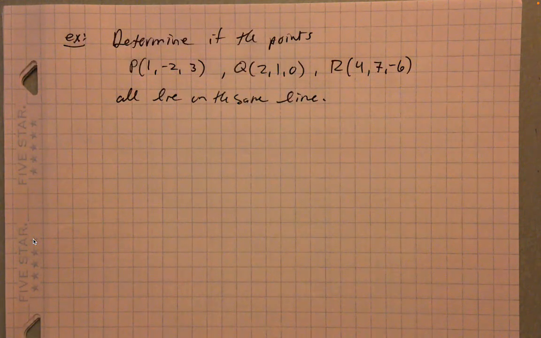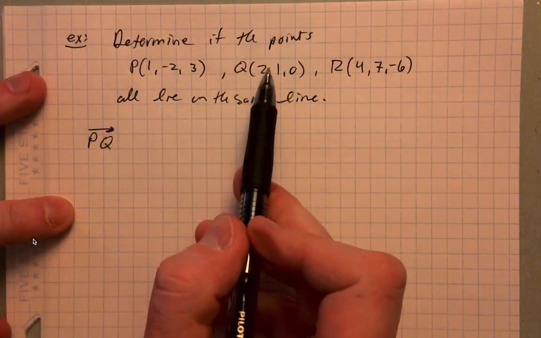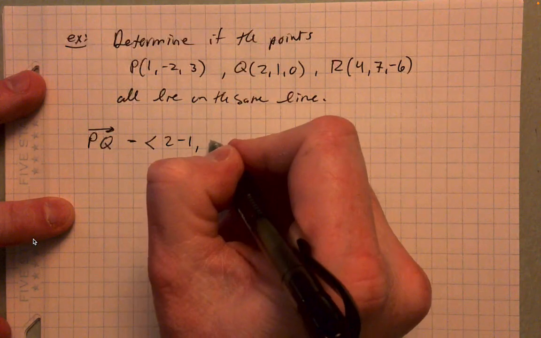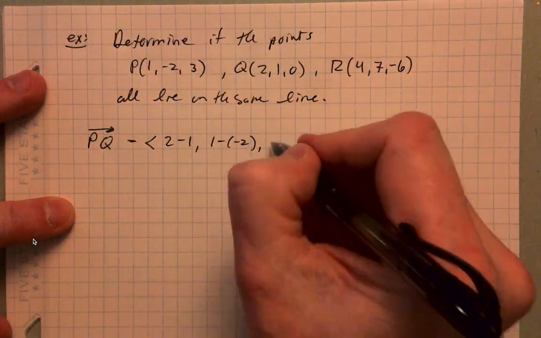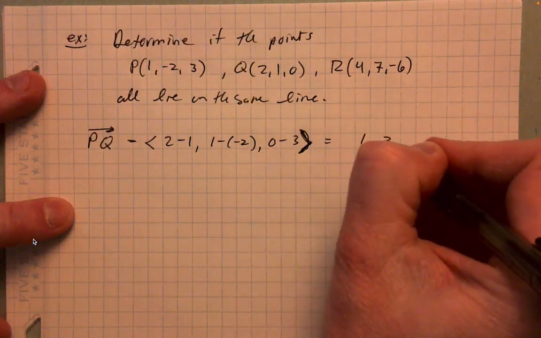How do we do that? Well, there's a handful of ways to solve this problem. I think the way that we'll solve it is we're going to translate these points into two lines. First, the line PQ, the line that starts at P and ends at Q. Let's write that as a vector. That'll be 2 minus 1, 1 minus -2, and 0 minus 3. And so you get 1, 3, -3.